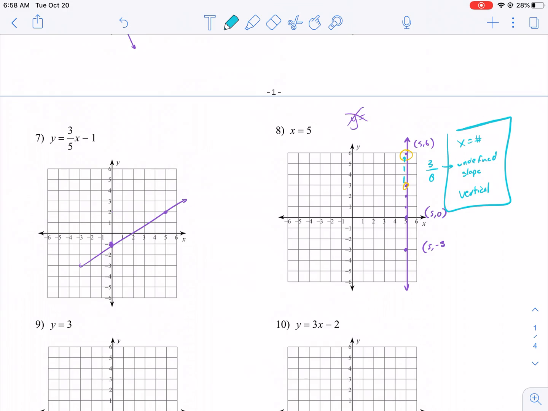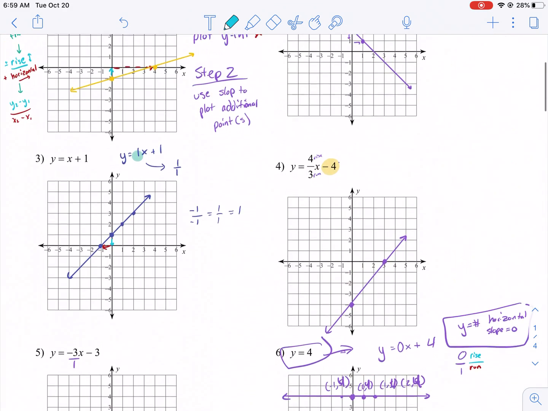So that is your lesson for today. Hopefully you understand how to graph this perfectly now.